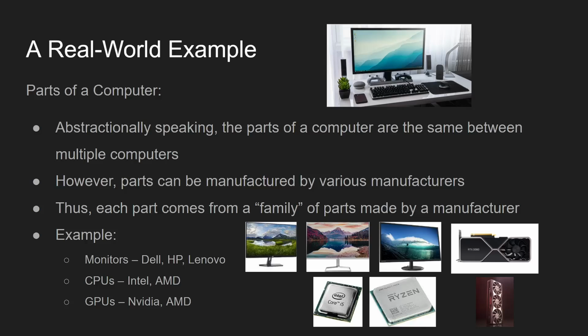For example, monitors can be manufactured by Dell, HP, Lenovo, etc. CPUs can be manufactured by Intel and AMD. GPUs can be manufactured by NVIDIA and AMD. Thus, we can create our own computer using each of these types of parts, but each of them can be made by various manufacturers.